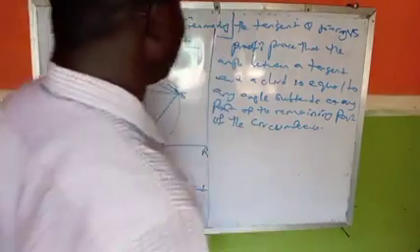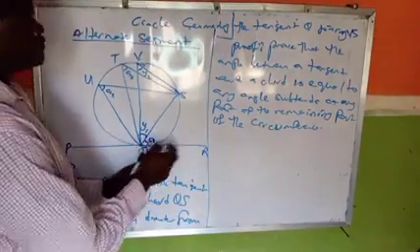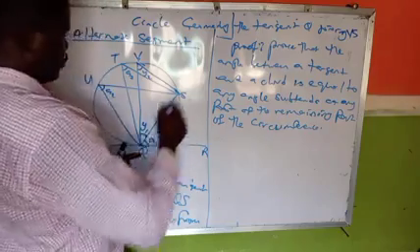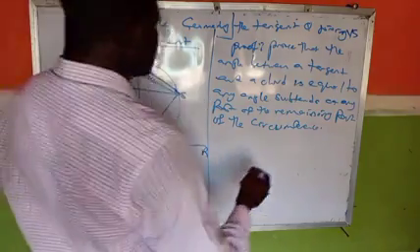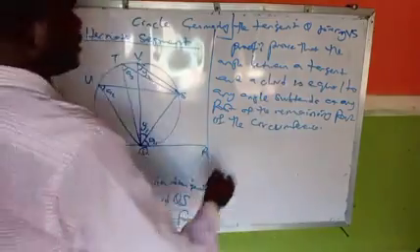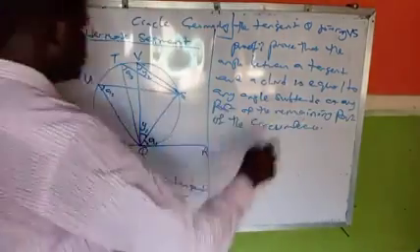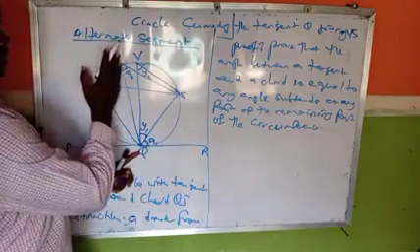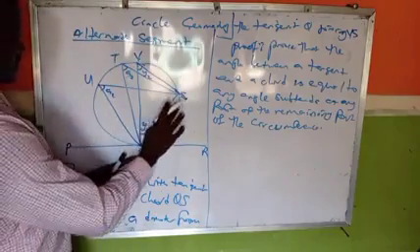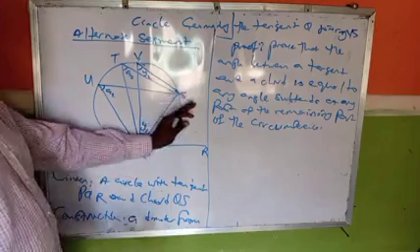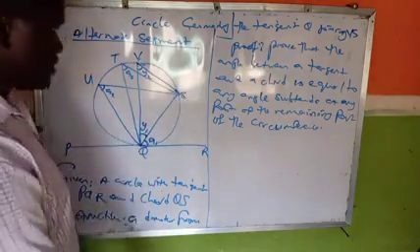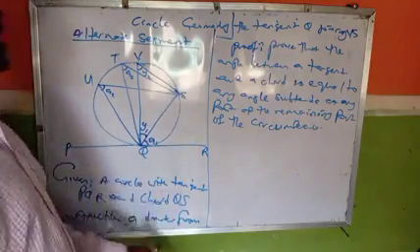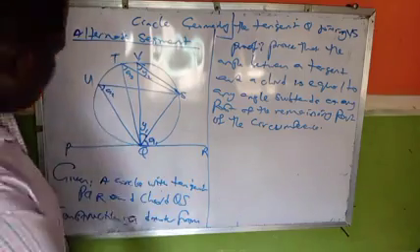Prove that the angle between a tangent and a chord, this is a chord, is equal to any angle subtended at any part of the remaining part of the circumference. This is the remaining part of the circumference, this minor arc, minor segment and major segment. Then let's prove now. So you don't need to cram anything. It's very simple.